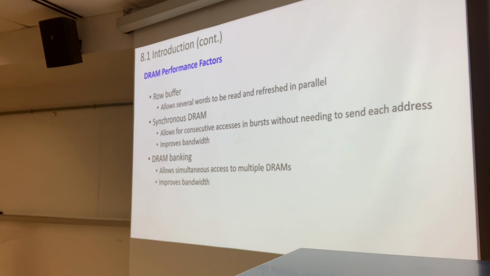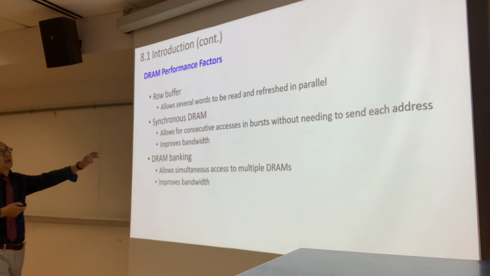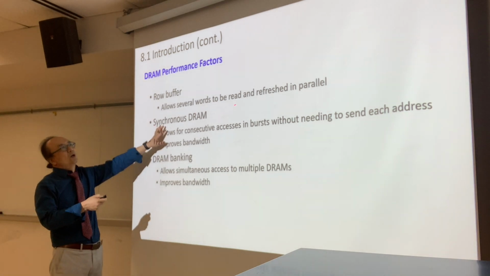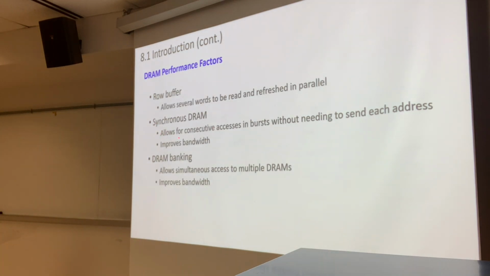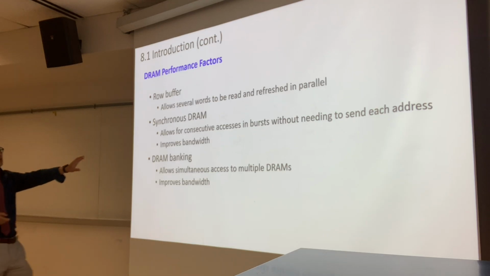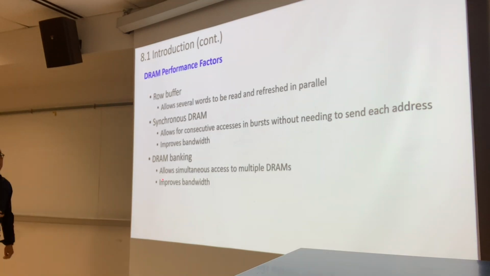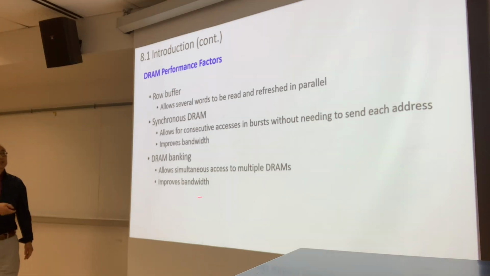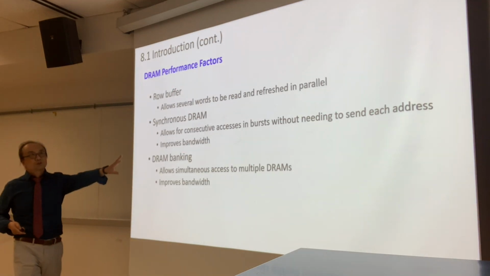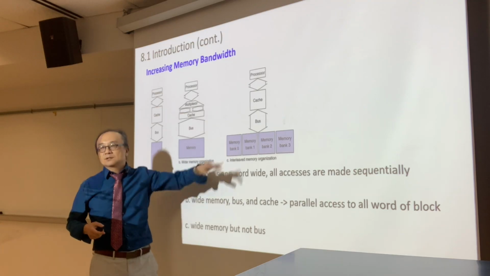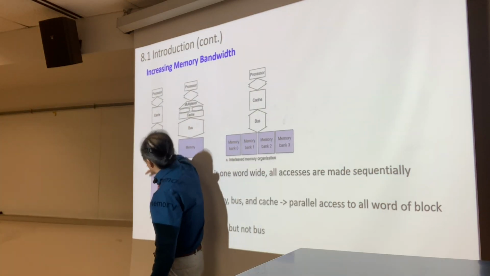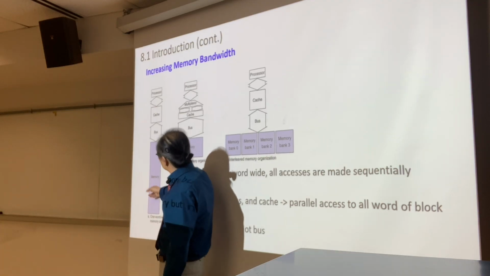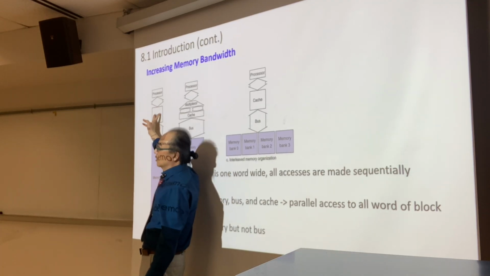And DRAM performance: row buffer allows several words to be read in a parallel way. With synchronous DRAM, we can improve the bandwidth, and banking allows simultaneous access to multiple DRAMs. This is what we have in our textbook, and I got this information from the Hennessy book. This is one word wide, everything is one word. This is one word main memory, one word cache.